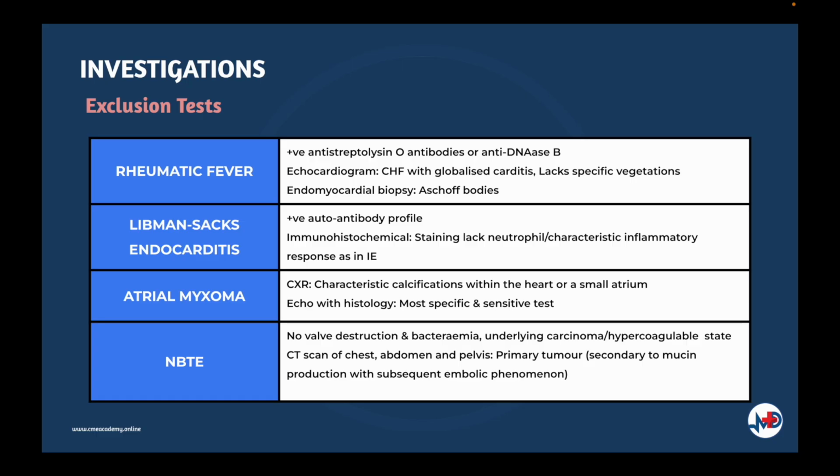For rheumatic fever, there will be positive anti-streptolysin O antibodies or anti-DNase B antibodies. Echocardiogram can be used to diagnose congestive cardiac failure with global carditis, which lacks the specific vegetations seen in infective endocarditis. Endomyocardial biopsy can be done to look for Aschoff bodies. In the case of Libman-Sacks endocarditis, there will be a positive autoantibody profile, and immunohistochemical staining lacking neutrophils, or the characteristic inflammatory response as seen in infective endocarditis.